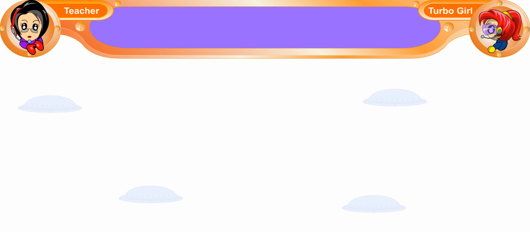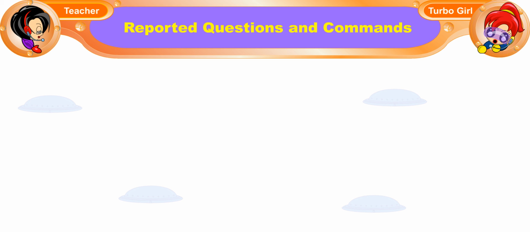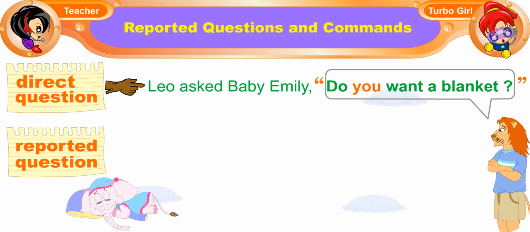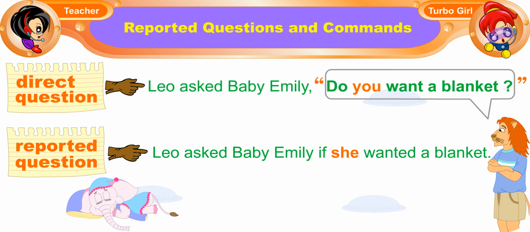Now, Turbo Girl, can you tell us what you have learned in this lesson? Okay, we learned about reported questions and commands. Here is an example of a question and a reported question. Direct question. Leo asked baby Emily, "Do you want a blanket?" In reported question, Leo asked baby Emily if she wanted a blanket.